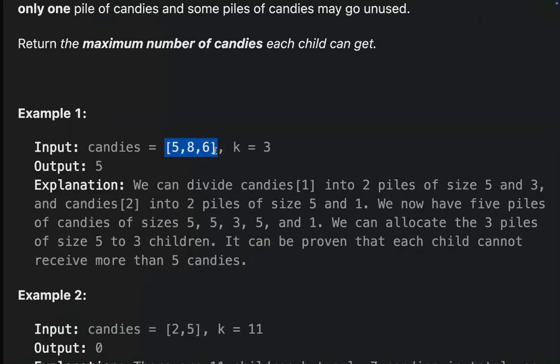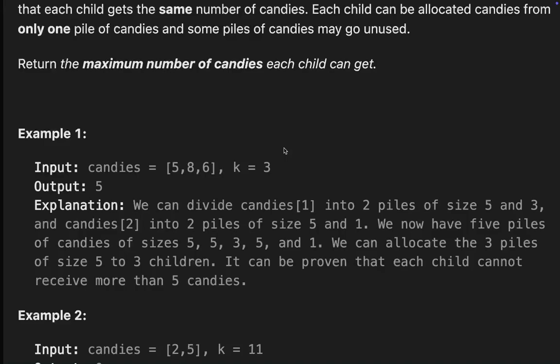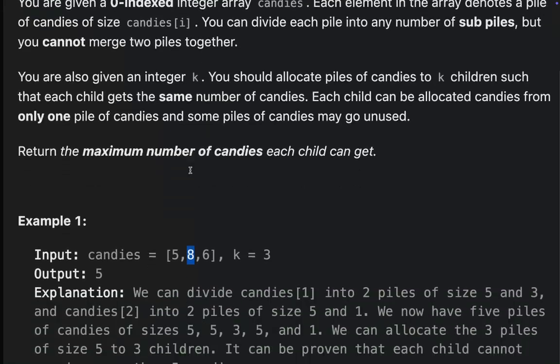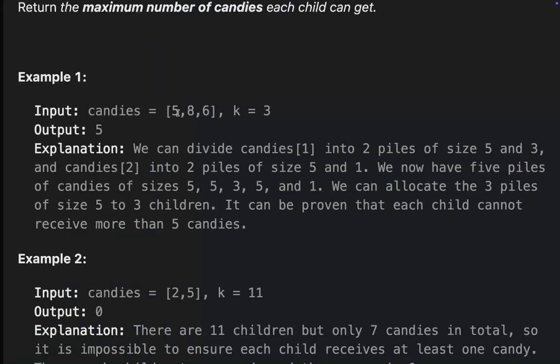So suppose we have been given this array and we want to distribute these candies among 3 students, and each student gets the same number of candies. So can we distribute one candy? Yes, we can. Can we distribute two candies? Yes, we can. Then this first pile can be broken down into two and one. So one is unused. So two students take two candies from this pile, and the third child will take candies from this. So two is also fine.